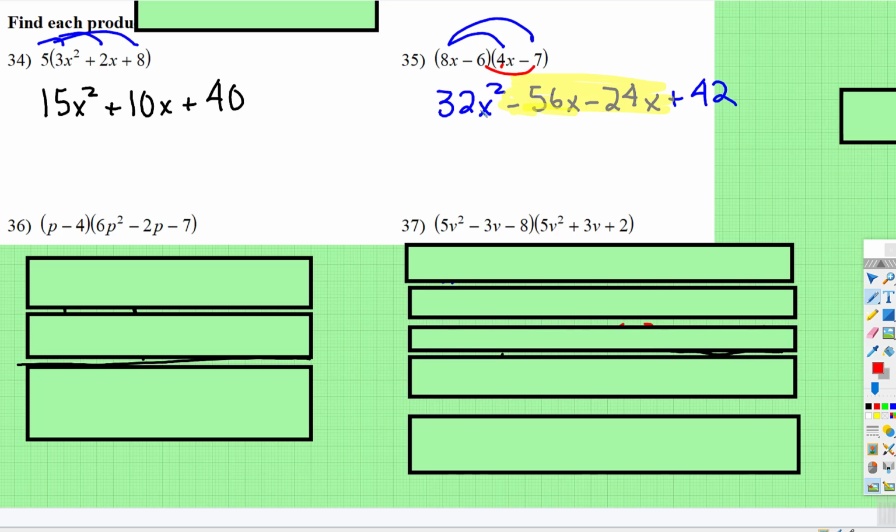So 8x times 4x is 32x squared. 8x times negative 7 is negative 56x. That's done. Negative 6 times 4x is negative 24x. Negative 6 times 7 is positive 42. And then those two terms in the middle are alike, so you can add those things together. So we end up with 32x squared minus, is that 80x?